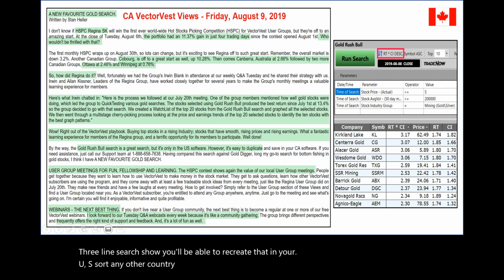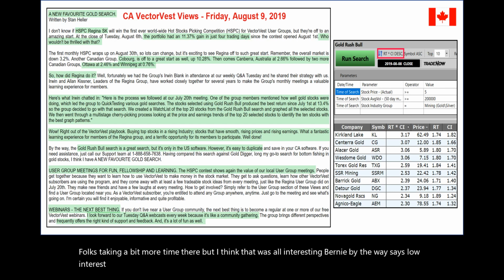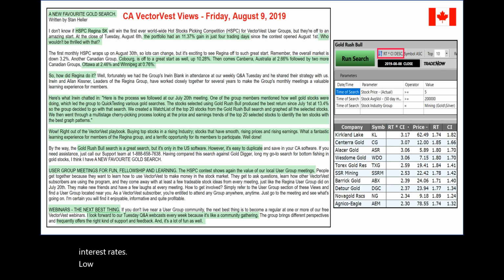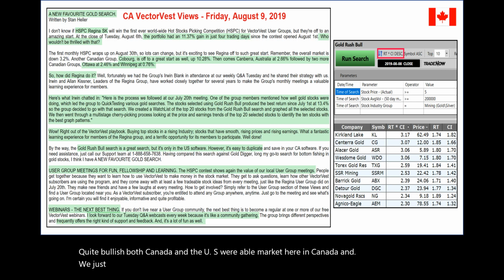All right, folks, I've taken a bit more time there, but I think that was all interesting. Bernie, by the way, says low interest rates, low inflation, high employment. Yeah, the economy itself is quite bullish, both Canada and the U.S. We're in a bull market here in Canada, and we just need investors to recognize it and come back in.